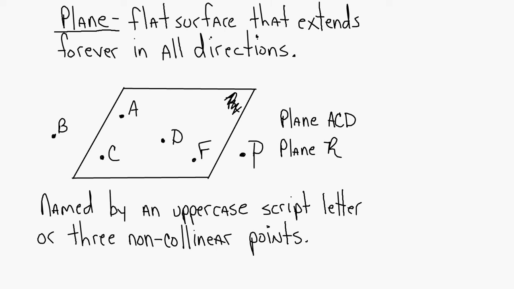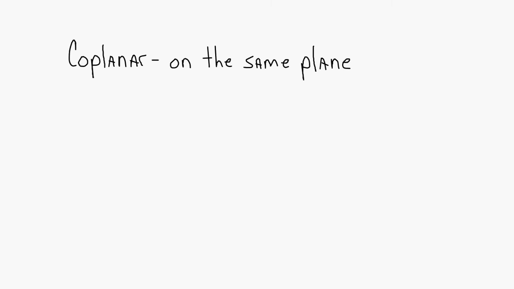Okay, so if collinear meant on the same line, then what do you think coplanar means? On the same plane. Very good, on the same plane. Coplanar, on the same plane. You'll also hear it as in the same plane. Non-coplanar, not in the same plane.